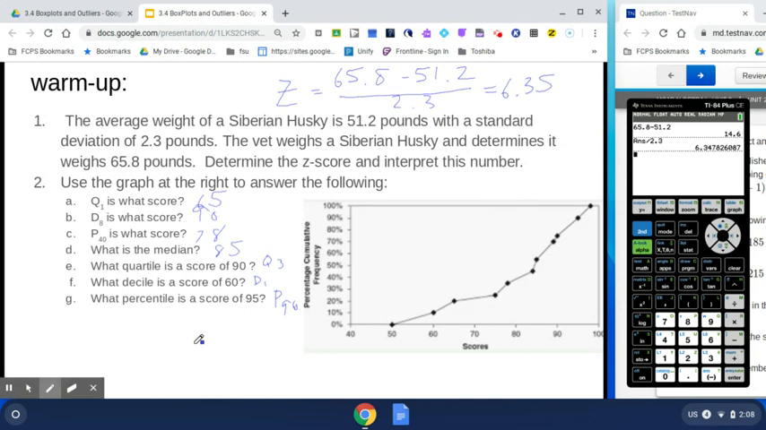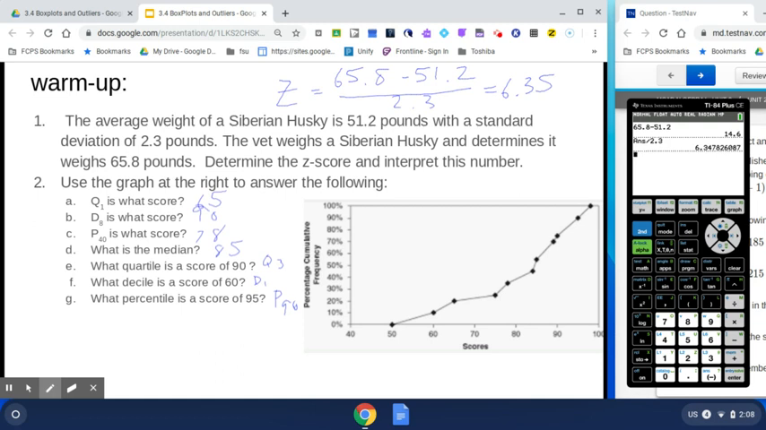Okay, for number 1, we take the data value 65.8, subtract off the mean of 51.2, and divide by the standard deviation of 2.3. We get a z-score of 6.35. This is 6 standard deviations above the mean. This Siberian Husky needs to go on a diet.